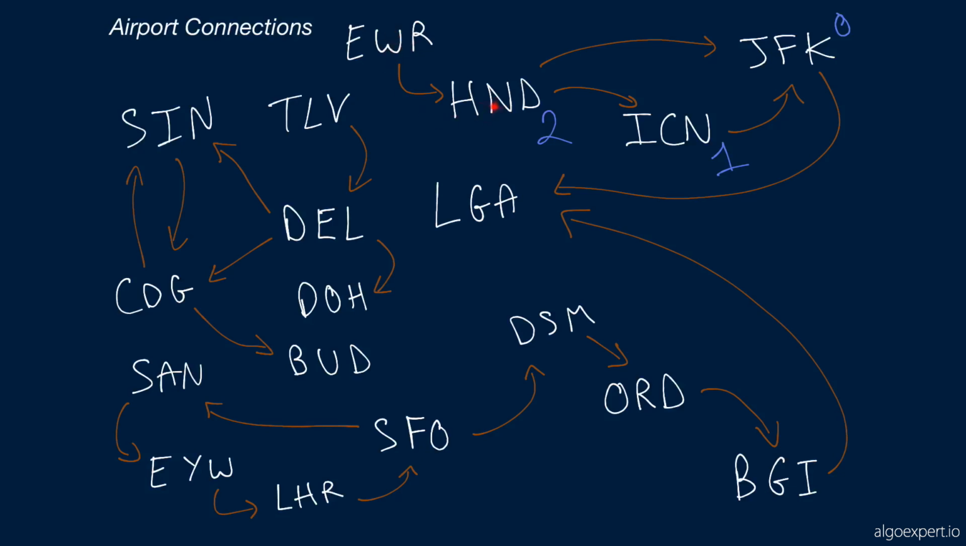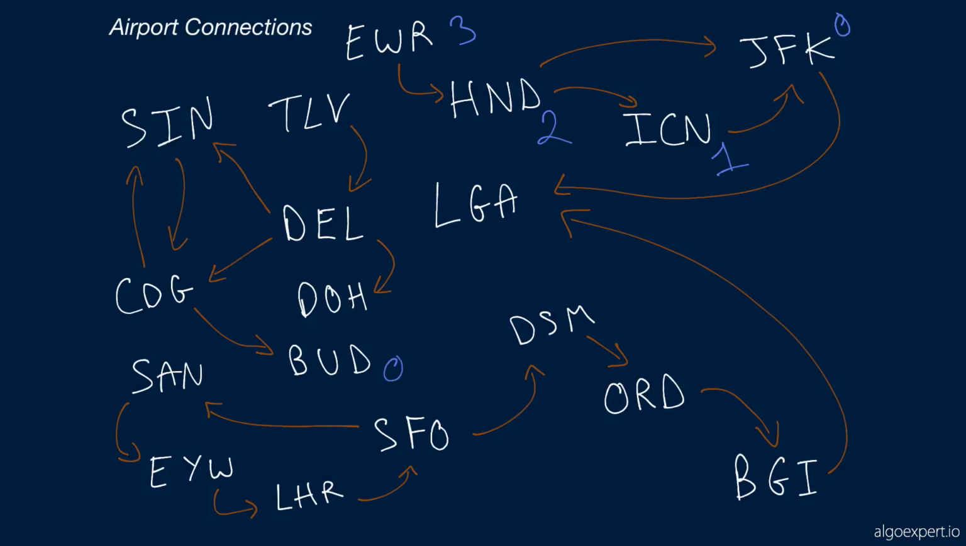EWR unlocks 1, 2, 3 airports. So we'll give it a score of 3. So already now we're starting to see, okay, clearly when we assign them these scores, we see sort of numerically that one airport is more valuable than the other. EWR is clearly more valuable than HND. We can continue on with the other airports, right?